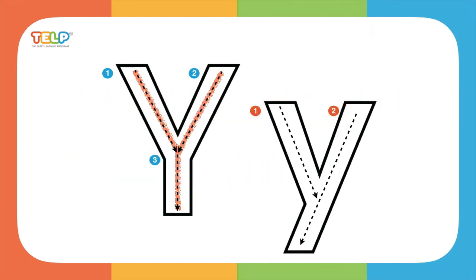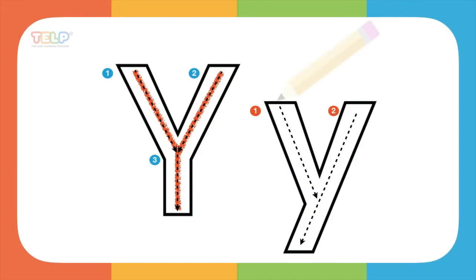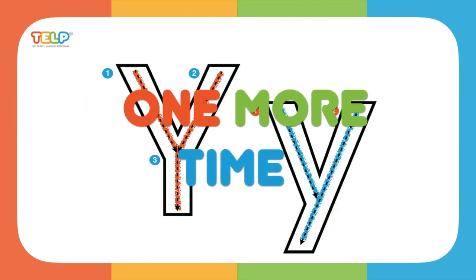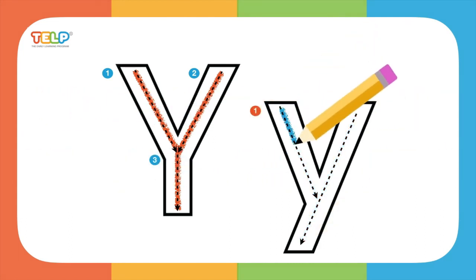At first, go slow, then you will know, so we can go, go, go. Start from the top, trace your way down, and write the letter now. Now you know how to write the letter, so we can go, go, go.